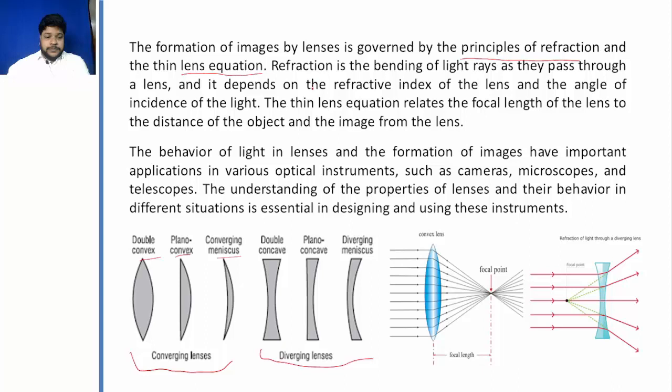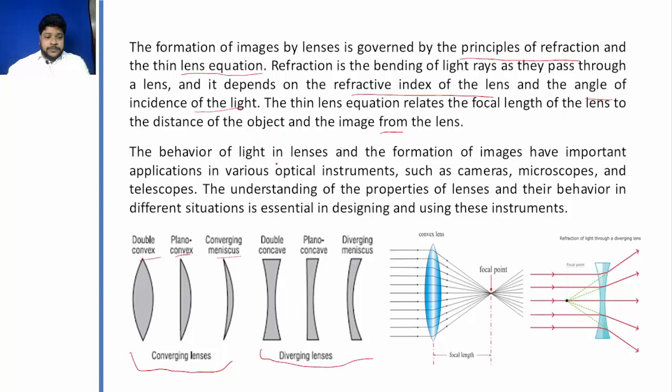Refraction is the bending of light rays as they pass through a lens, and it depends upon the refractive index of the lens and the angle of incidence of light. लाइट किस एंगल से पड़ रहा है और जो लेंस है उसका रिफ्रैक्टिव इंडेक्स क्या है, ये कितना बेंडिंग होगा, इसके बारे में भी बताता है. The thin lens equation relates the focal length of the lens to the distance of the object and image from the lens.